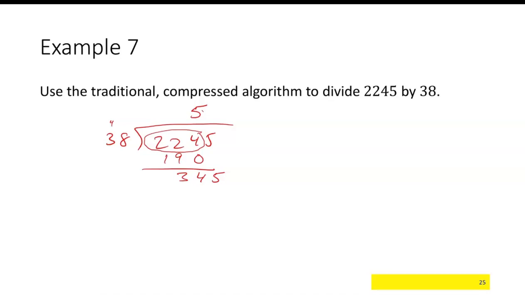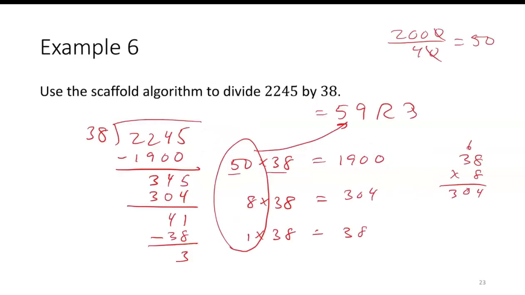And then let's say 9. So I go 9 times 8 is 72. And then 9 times 3 is 27, plus 7 is 34. Wait, 9 times 8 is, oops, that should be a 2. There you go. And so now if I subtract, I end up with 3. So 59, remainder 3. And that should match what we got before, 59, remainder 3, both ways.